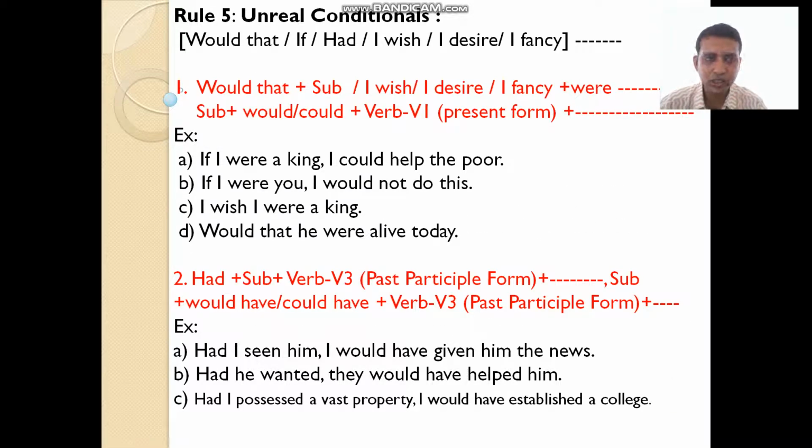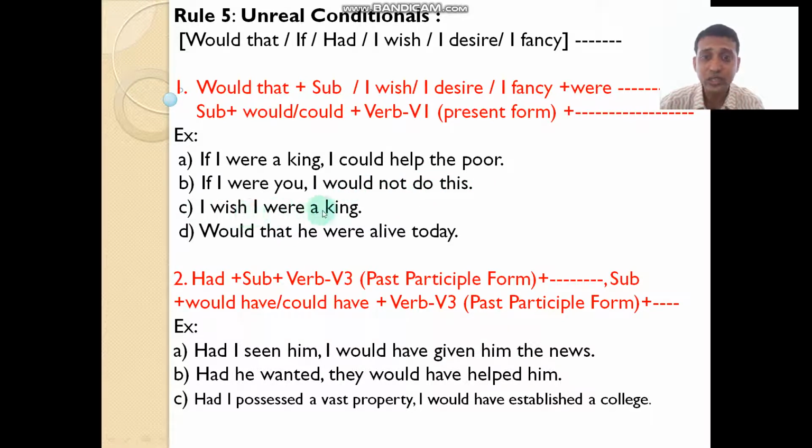Here, unreal conditional. This is a bit tricky and difficult. Okay, what is the structure first? Would that plus subject, or I wish, I desire, I fancy, and then the later part of your sentence. The second clause would be like that: subject plus would or could plus verb, I mean B1, present form. How is it? If I were a king, I could help the poor. After could, we are using the B1 form. If I were you, I would not do that or do this. After wouldn't, we are using the B1 form.